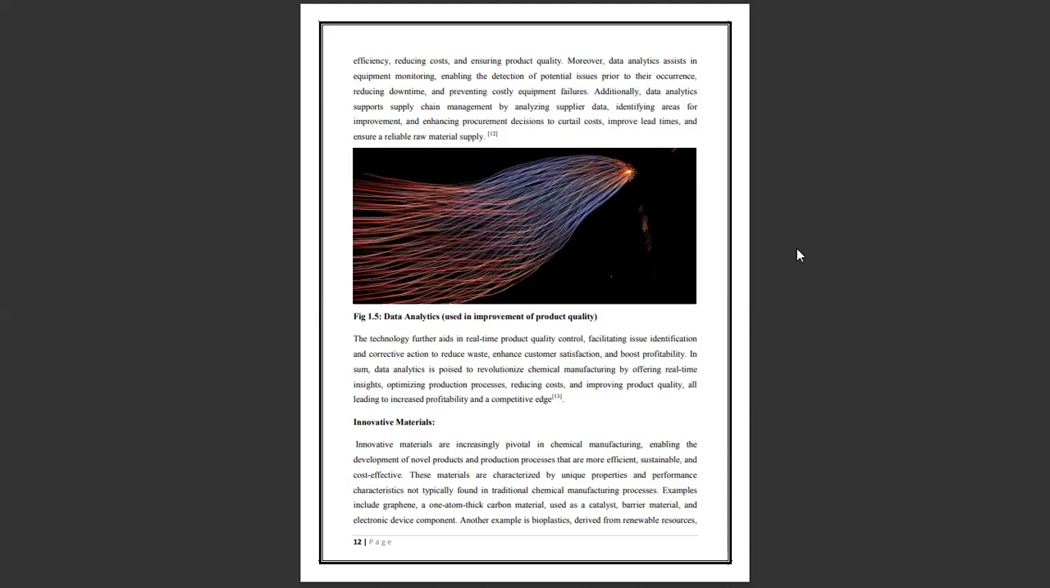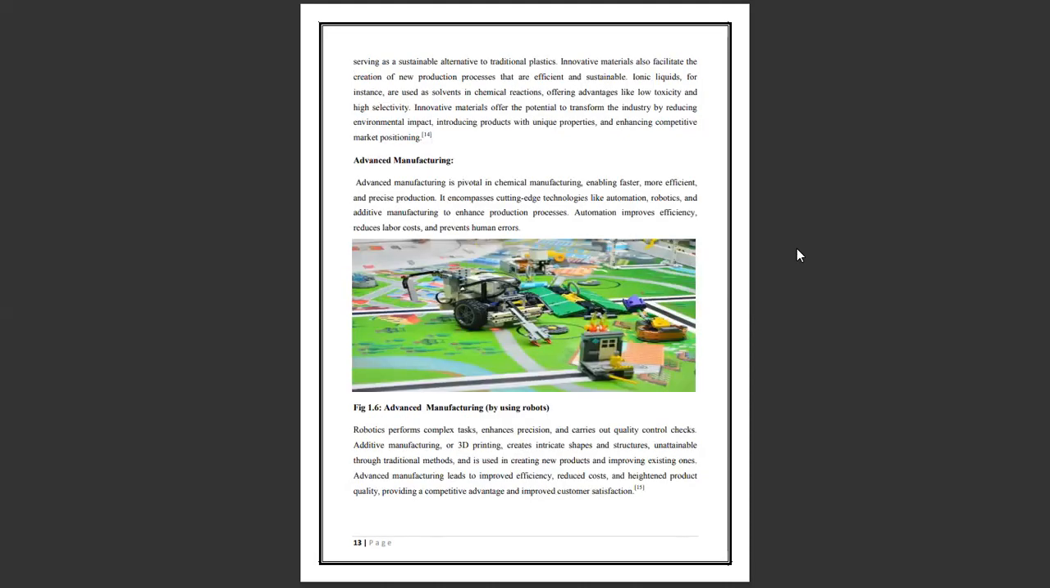Another example is bioplastics derived from renewable resources, serving as a sustainable alternative to traditional plastics. Innovative materials also facilitate the creation of new production processes that are efficient and sustainable. Ionic liquids, for instance, are used as solvents in chemical reactions, offering advantages such as low toxicity and high selectivity. Innovative materials offer the potential to transform the industry by reducing environmental impact, introducing products with unique properties, and enhancing competitive market positioning.